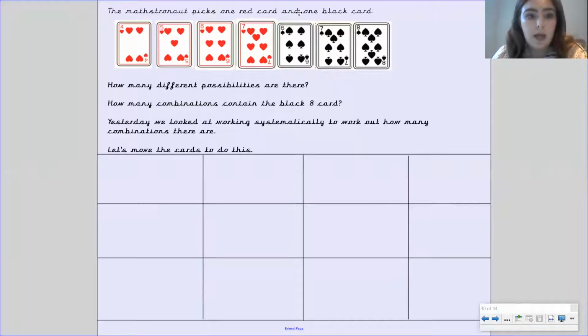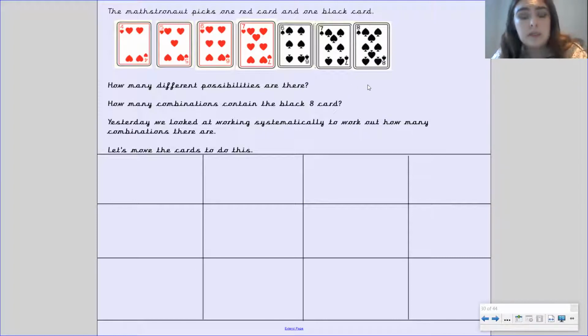So here we have a deck of cards. The Mathstronaut picks out one red card and one black card. And you can see here, we've got 4 red cards and 3 black cards. How many different possibilities are there? And how many combinations contain the black 8 card?